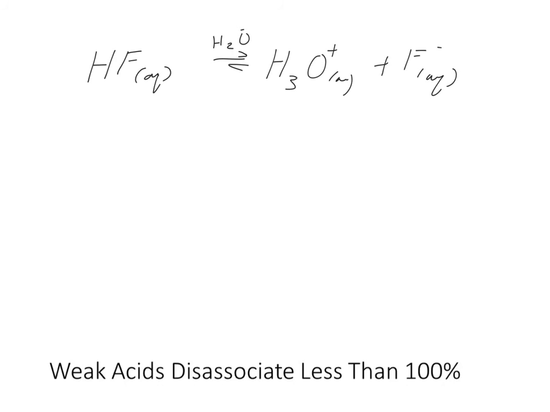If I start off with 100 molecules of hydrofluoric acid, when my reaction stops, 80% of those hydrofluoric acids will still be together. Only 20 of them will have broken up. Unlike my strong acids, where all of my starting molecules become products, for a weak acid, only some of them do. Not only that, but it's more complicated.